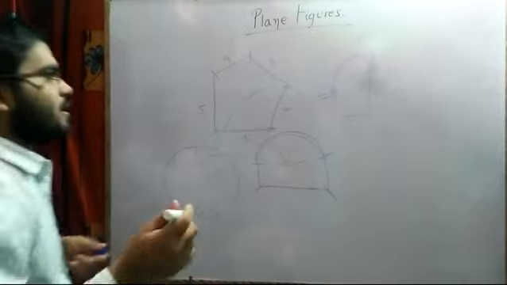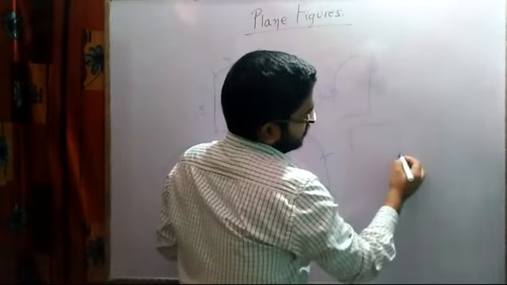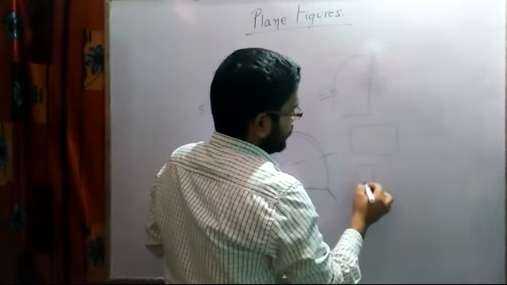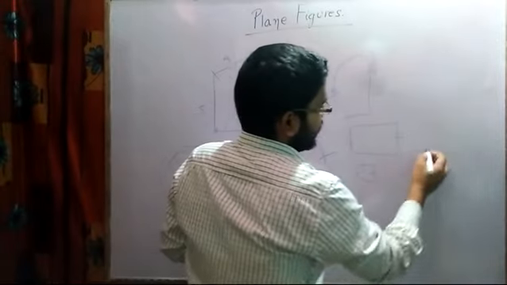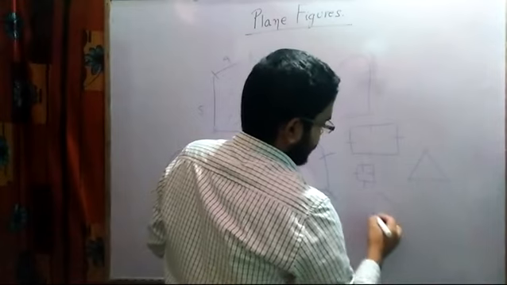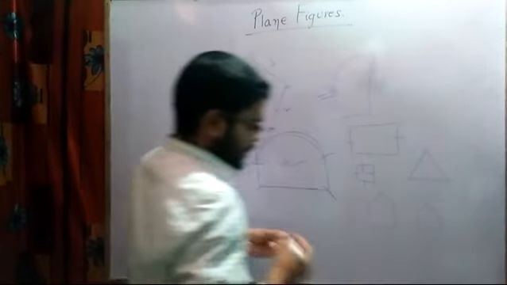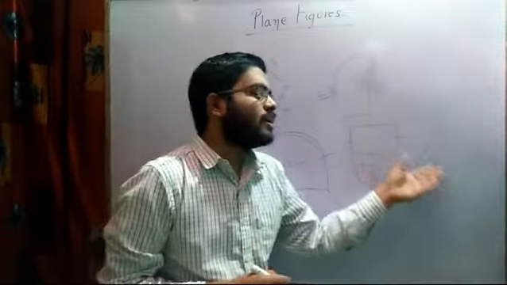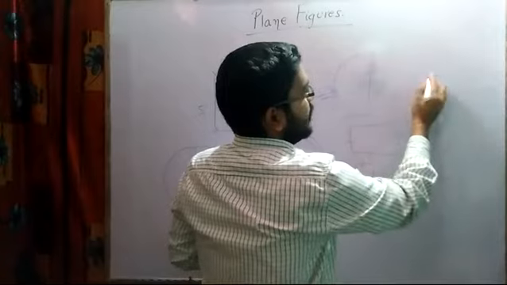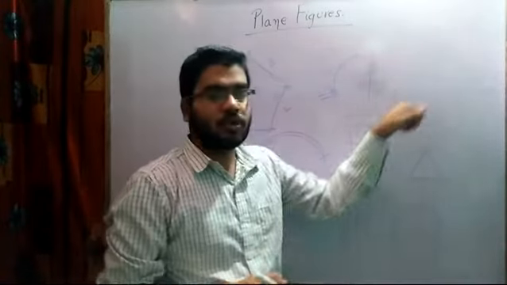Now one more thing, in your lower classes you must have seen the rectangle, square, then triangle, then you might have seen pentagon, hexagon, so many polygons. So all these are what? These are all examples of plane figures. A circle is also a plane figure, having the same starting and ending point, a closed figure.